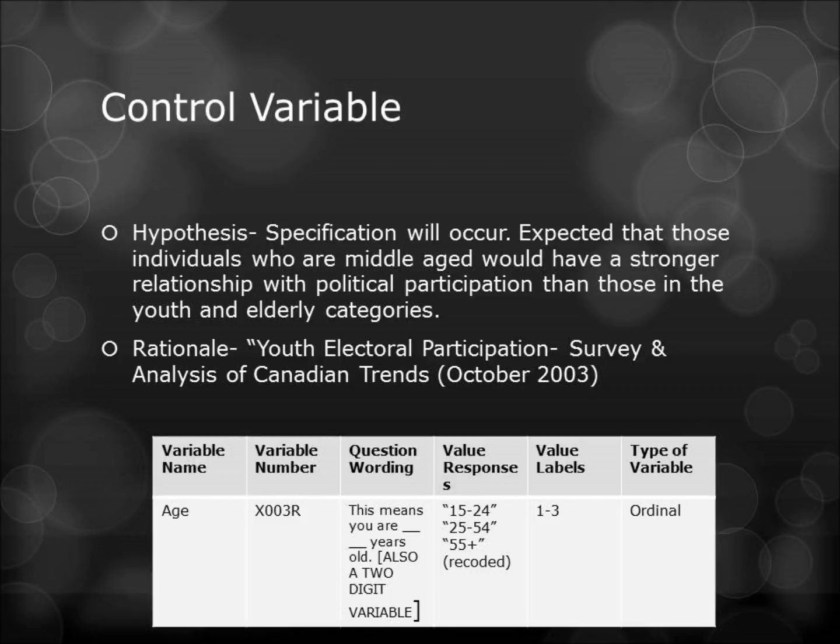There may be other factors affecting political participation, such as age. Age was used as a control variable in a hierarchical regression in which youth aged 15 to 24, and older adults 55 plus were dummied, and middle-aged individuals 25 to 54 was used as a reference category. It is hypothesized that specification will occur.